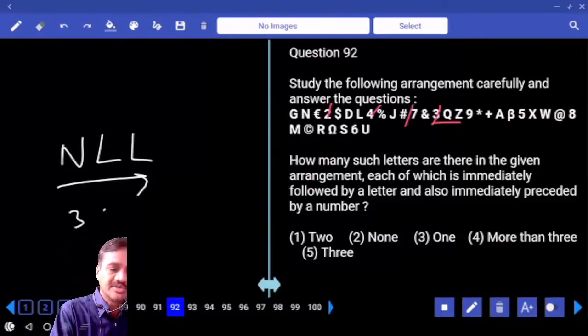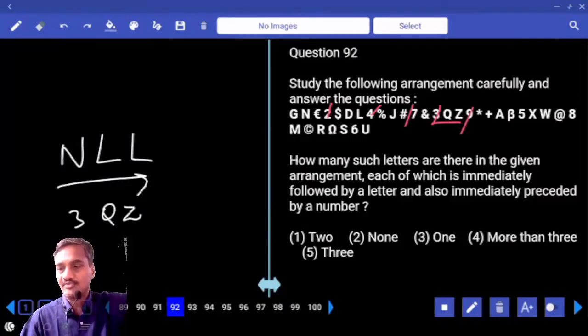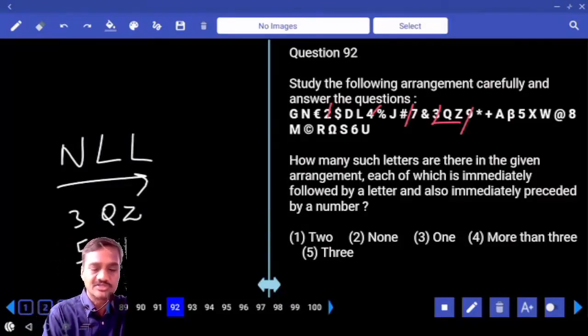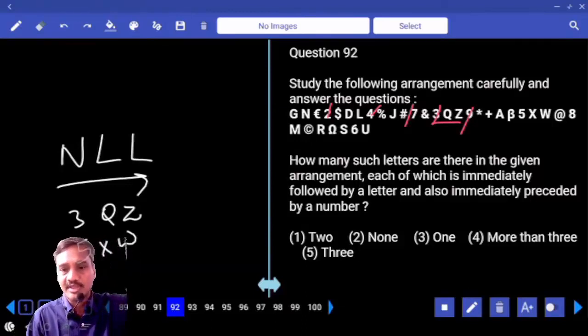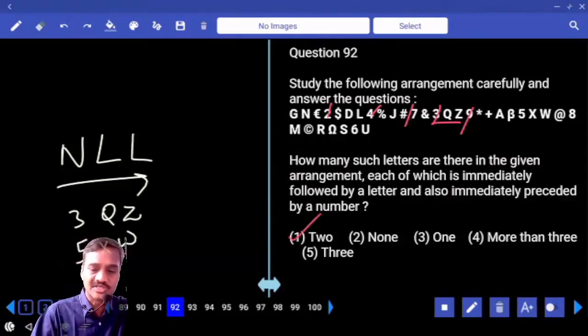Now 3 is a number, Q and Z are the two letters we have. And next one, 5 is a number, X and W are the two letters we have. And 8, M, and that's it. So there are two such cases. Choice 1, question number 92.